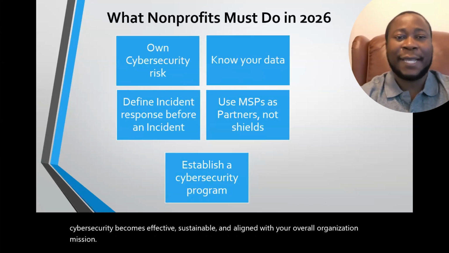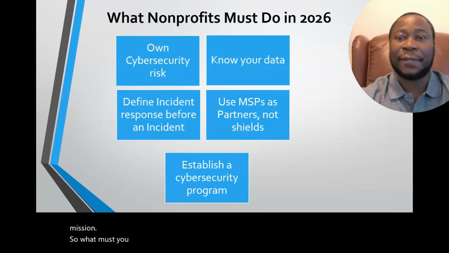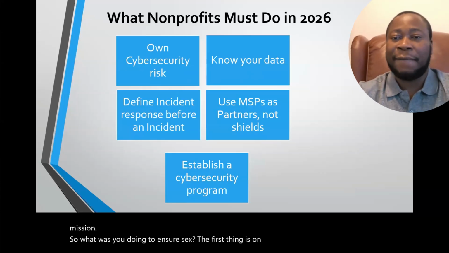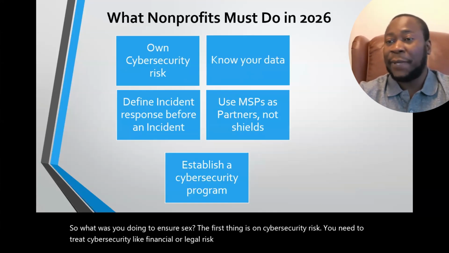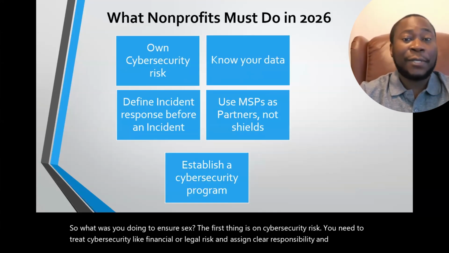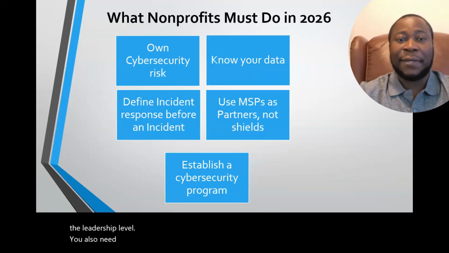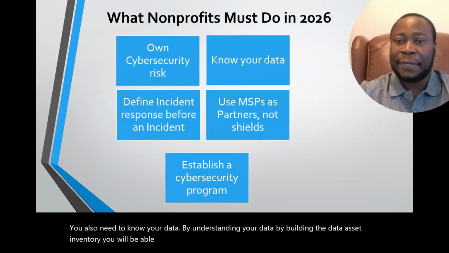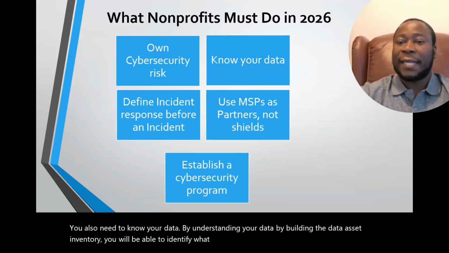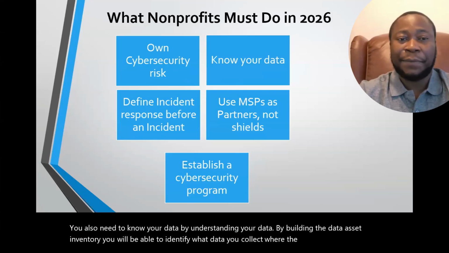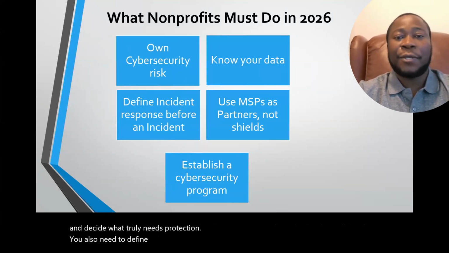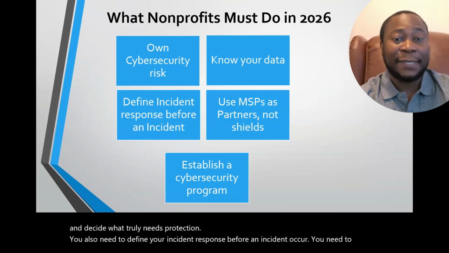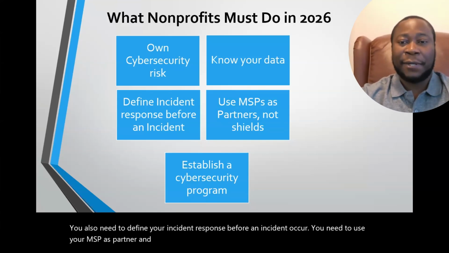So what must you do in 2026? The first thing is to own cybersecurity risk. You need to treat cybersecurity like financial or legal risk and assign clear responsibility and accountability at the leadership level. You also need to know your data. By building a data asset inventory, you'll be able to identify what data you collect, where the data lives, and decide what truly needs protection. You also need to define your incident response before an incident occurs. You need to use your MSP as a partner and not a shield. And you need to establish a cybersecurity program.